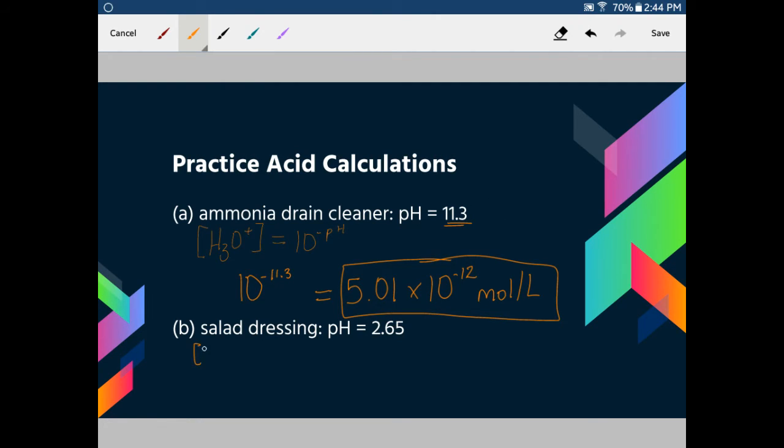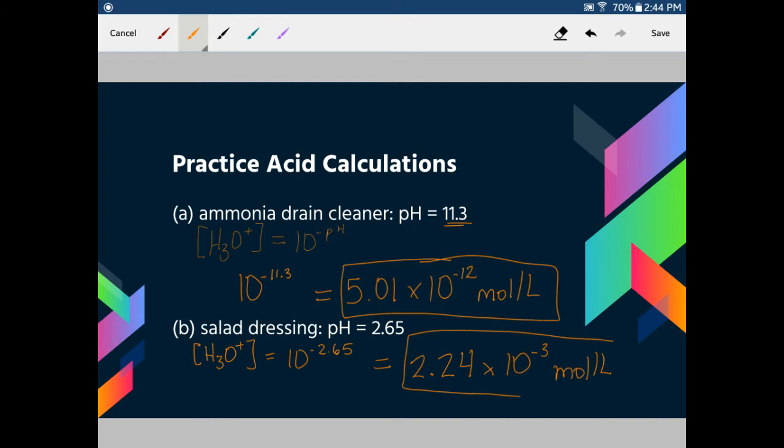Again, let's solve for this bottom one. Our hydronium ion concentration is equal to 10 to the -2.65. And when I plug that in, okay, I get this number equaling 2.24 times 10 to the power of -3 moles per liter. Again, try and remember your significant digit rules. Again, notice the two values that we've just solved here.